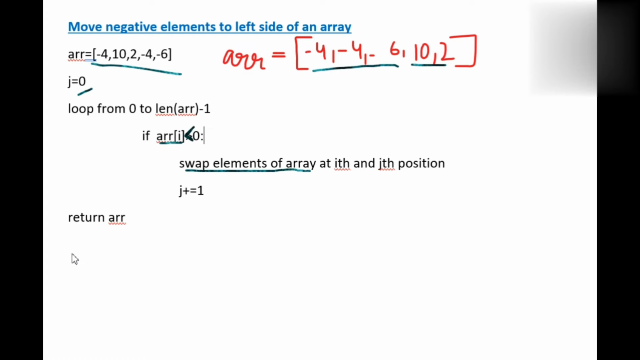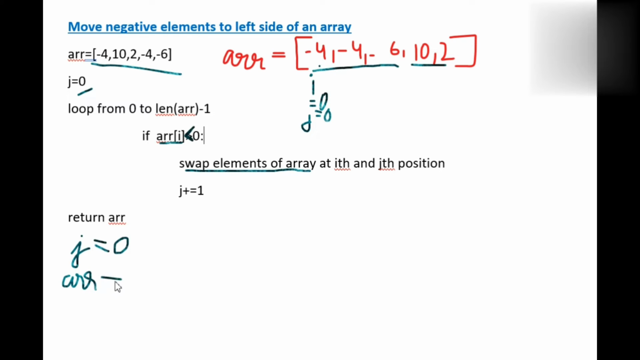Let's see, suppose initially j equals to 0. And we will traverse the loop. We get I value 0. Then we will check if array of I is less than 0. Yes. Then we swap the elements of array at ith and jth position. So j is also equal to 0 and I is also equal to 0. Then -4 remains at its position.